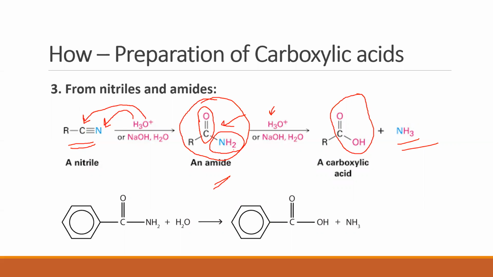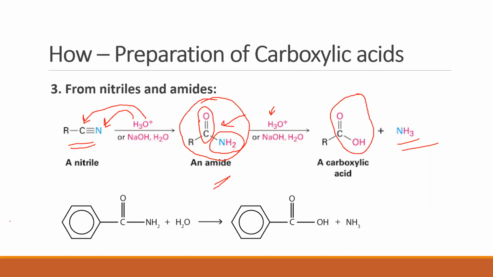H plus takes away NH2, or NH2 minus takes away H plus to go out as NH3. In place of NH2 minus, who's coming in? OH minus from water is coming in to become the carboxylic acid. So this is an example.